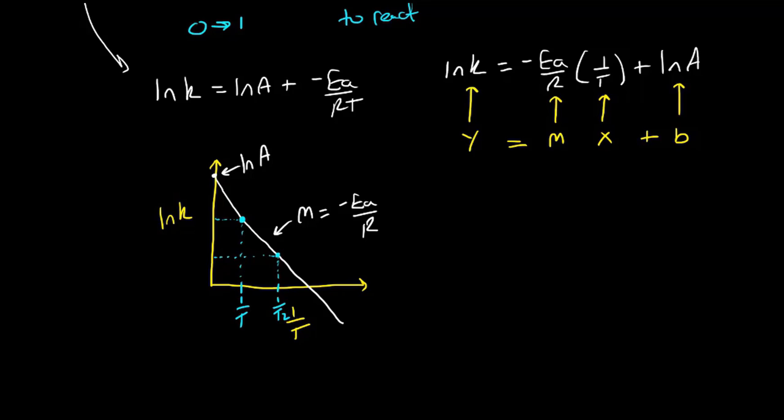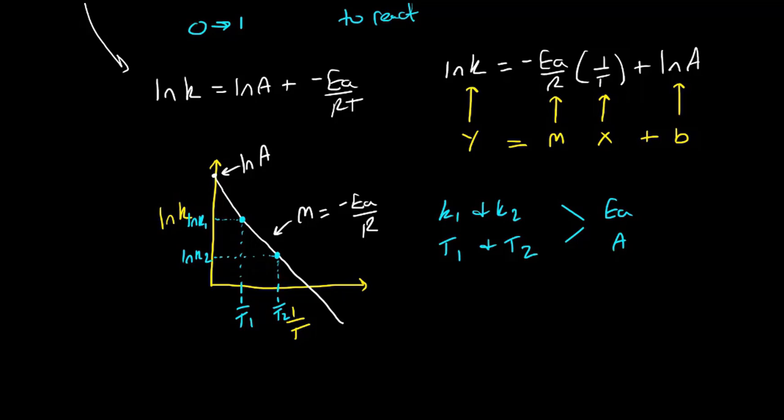we have 1 over T1. We have the natural log of K2, and this is our natural log of K1. So we have a rate constant at two different temperatures. Each of them falls on this straight line. So if we can measure two rate constants, K1 and K2, at two different temperatures, T1 and T2, then from this relationship we're able to actually calculate the activation energy and the pre-exponential factor.